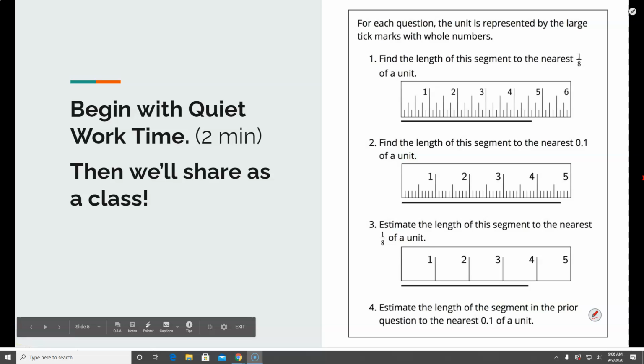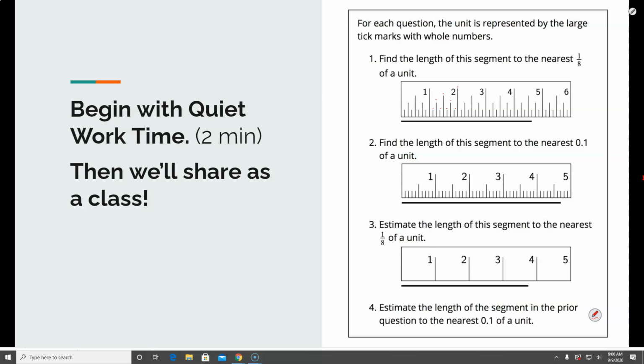Okay, so let's take a look at what you got here. It says for each question, the units is represented by a large tick mark within the whole numbers. Number one says find the length of this segment to the nearest eighth of a unit. If you looked at it between each whole number, you should realize that there are 8 tick marks, like 1, 2, 3, 4, 5, 6, 7, and 8.